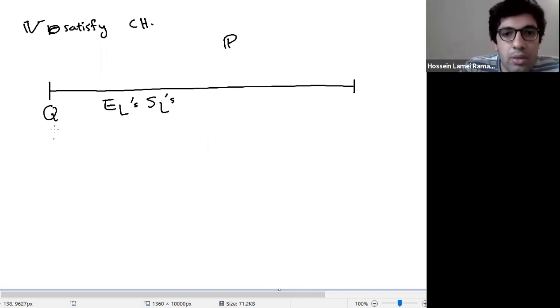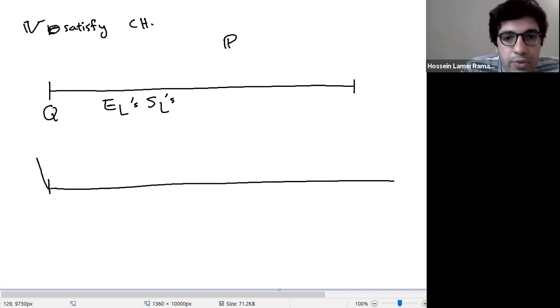Now, in the forcing, first we are going to add a tree, and then either we are adding an embedding or we are shooting a club. I would like to mention that even these ELs are going to shoot clubs. These are improper. ELs are improper. SLs are improper. But when we look at the whole iteration P, that's going to be a sigma closed poset.